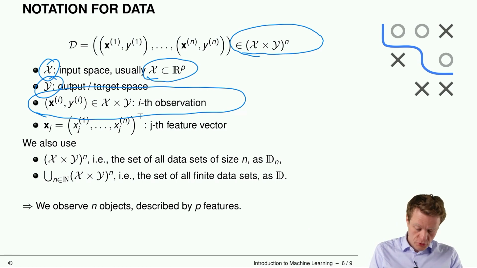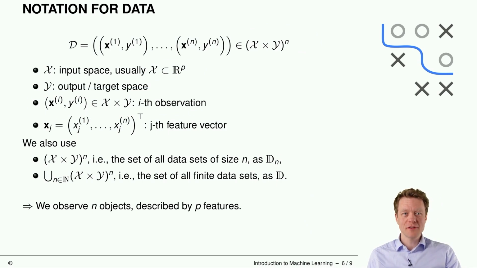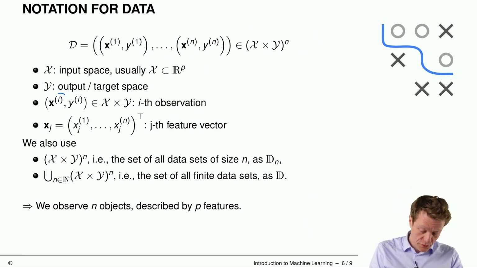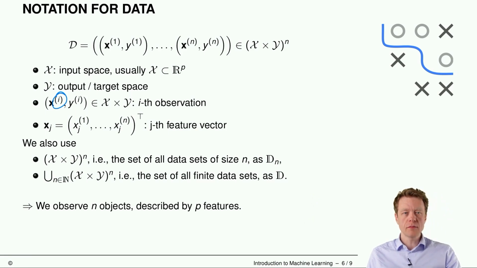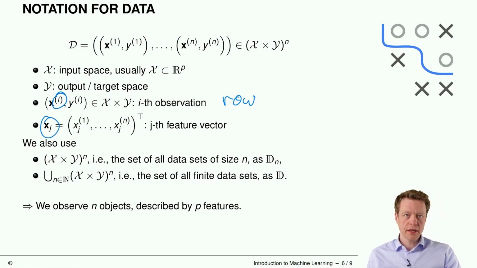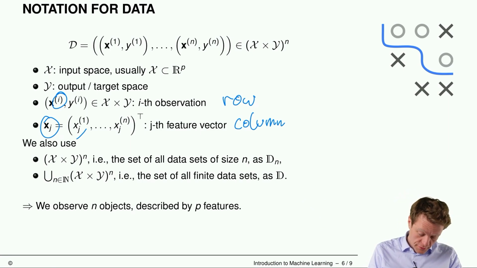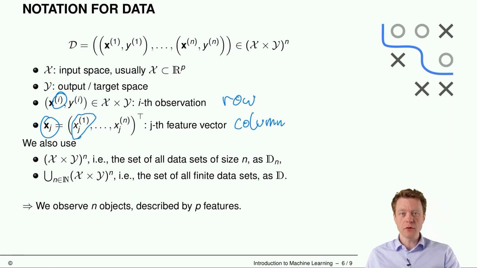Please make sure to at least note the difference between subscripts and superscripts here. So if we have a superscript, like here, x^i, y^i, then this refers to the ith observation, so a row in the data set. And if we have a subscript j, like here, x_j, then this refers to the jth feature vector, so to the column of the data set. Of course, the entries of these columns or rows then need both superscript and subscript, as in this example here.